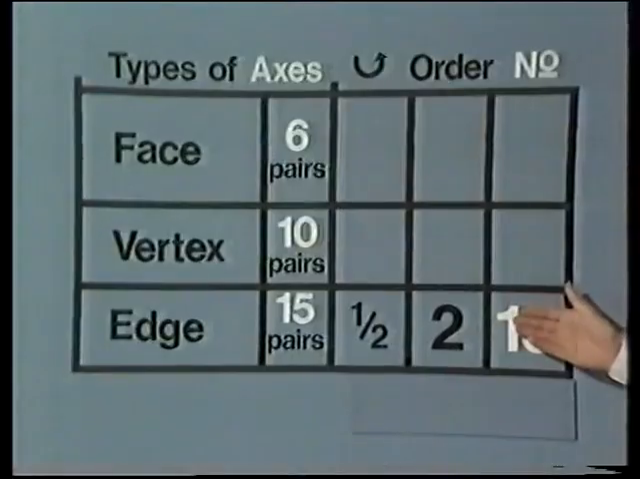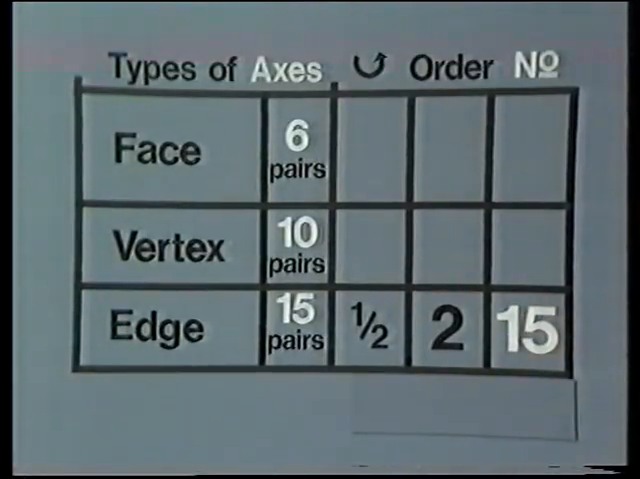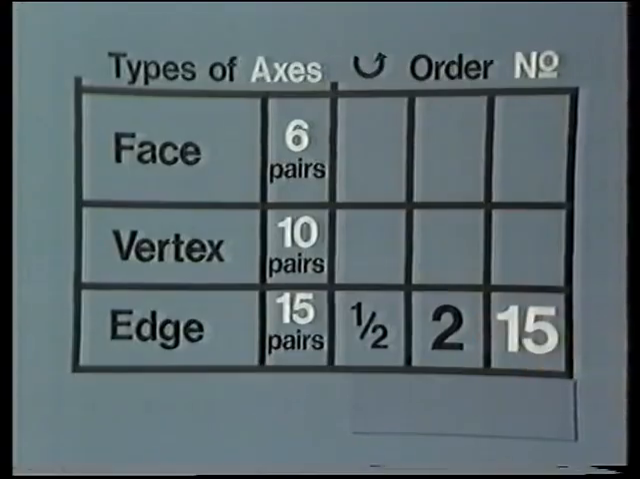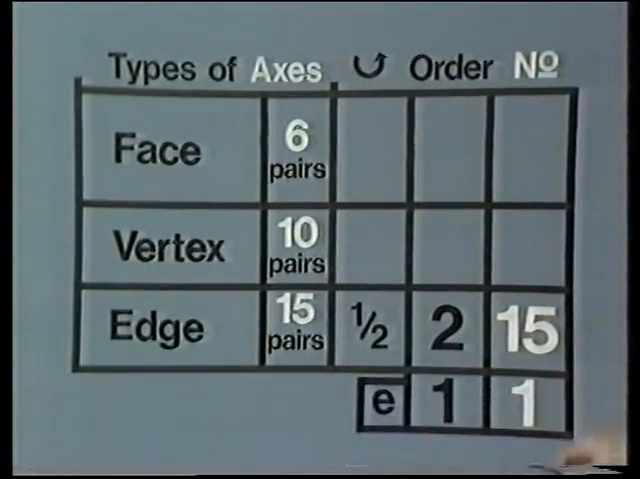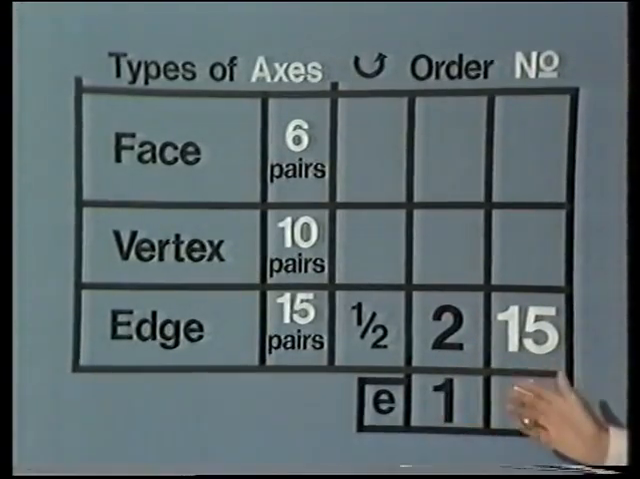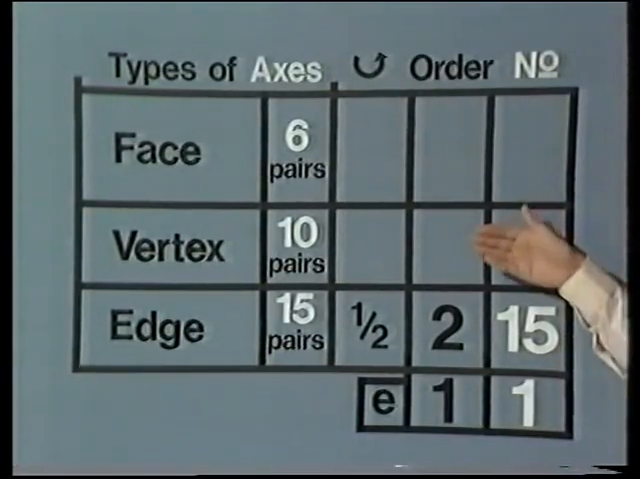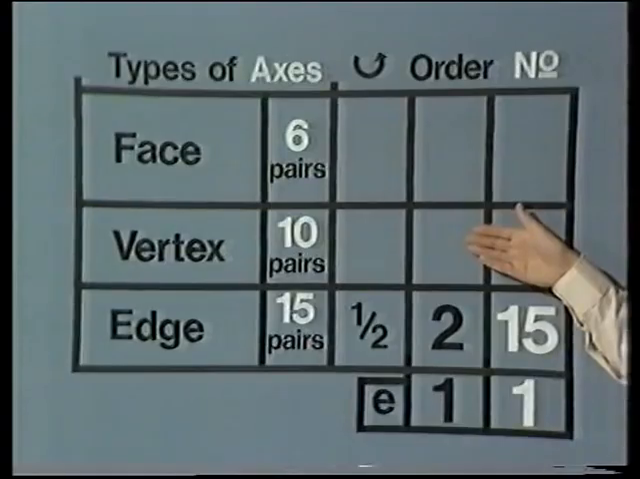So, for each edge-type axis, the half-turn is the only non-zero angle of rotational symmetry. That gives us 15 distinct rotations, 1 for each axis, and each one has order 2. Of course, there's the 0 rotation, the identity E. That's 16 so far.